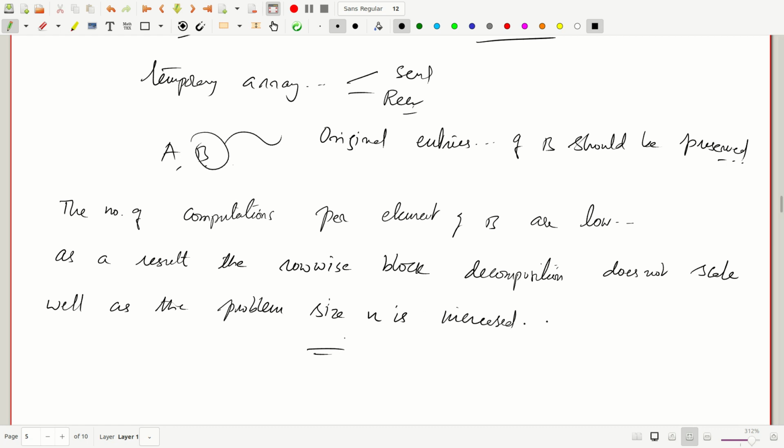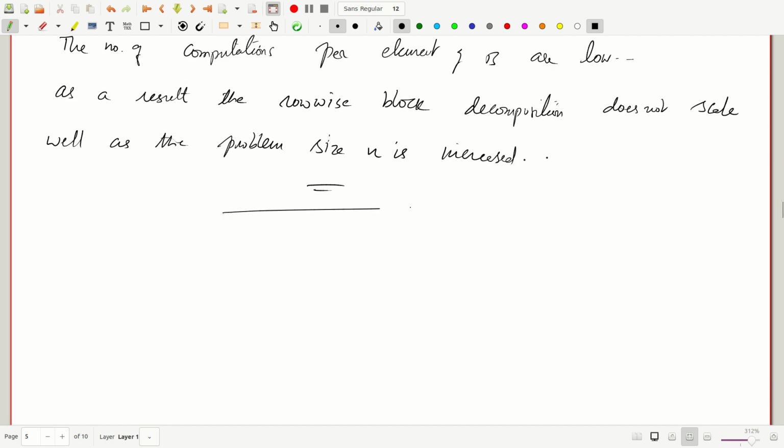That means, because we are communicating this pattern of blocks, which are basically n by p times n, the number of computations we have per exchange is not very high. It's very low. As a result, the computation to communication ratio is low, because the communication takes some time to send and receive. So the number of computations per element of B is low, which will make it not scale as you increase the problem size. As you keep increasing n, this will not scale.